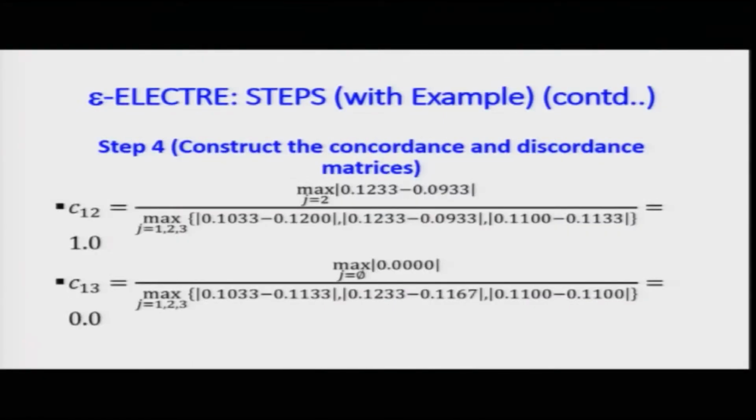So, C11, then C22 and C33, the principal diagonal, will be dash, because the concordance and discordance concept does not come here. If I use these values, C12 becomes 1, C13 becomes 0, just pause and see. You will take the maximum of these values accordingly. Then C21 will be 0.5567, C23 would be 0. If you check here, 1,2 and 1,3 are the placements of the cells which we are talking about.